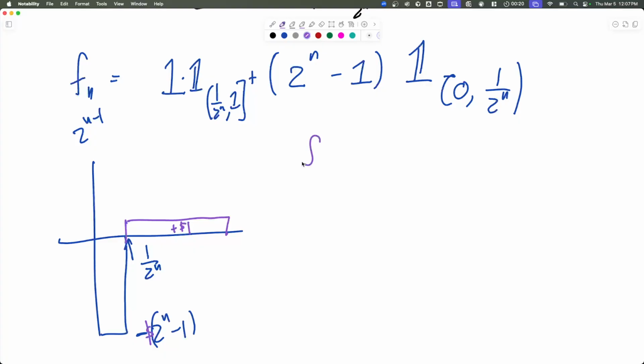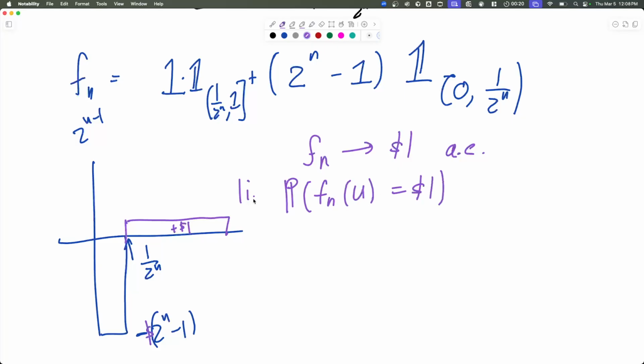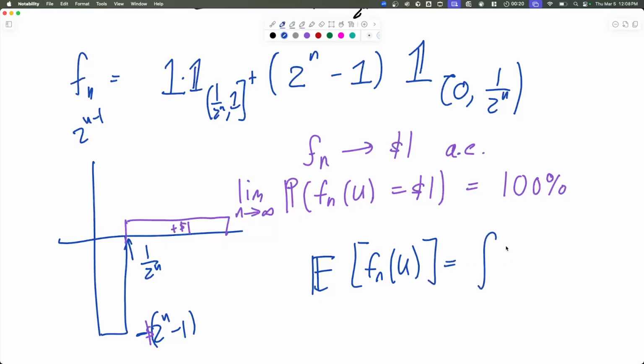But the integral is always 0. Fn goes to $1 almost everywhere. Goes basically everywhere except for exactly at x equals 0, but x equals 0 on its own is a null set. So that's fine. So 100% chance, the probability that Fn of u equals $1 in the limit as n goes to infinity equals 100%. You have a 100% chance of winning $1, but the average is 0. The expected value of Fn of u is the integral of Fn, and this is actually literally 0 for every Fn. And the limit is also 0.